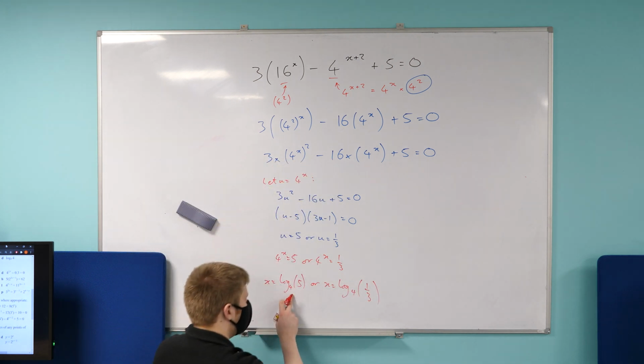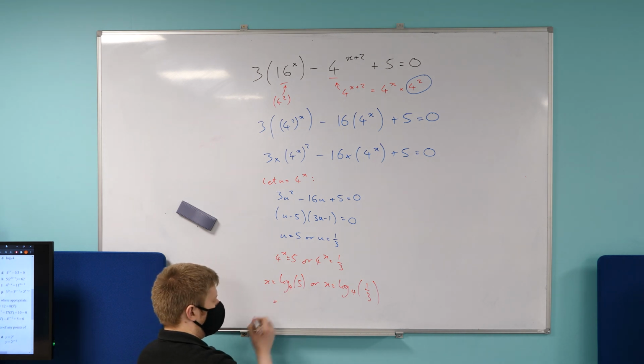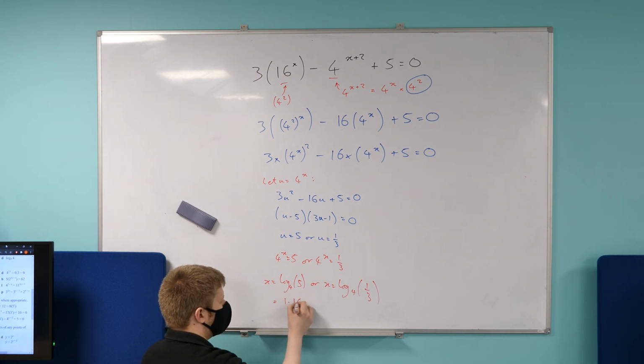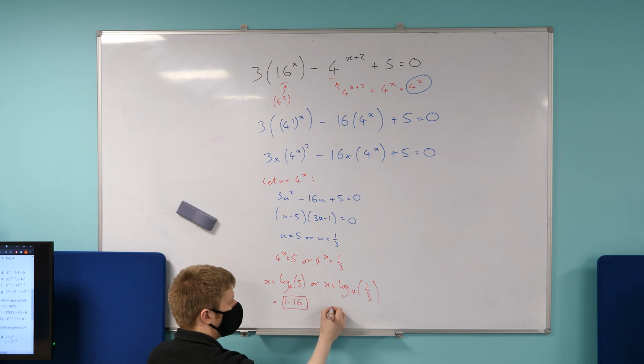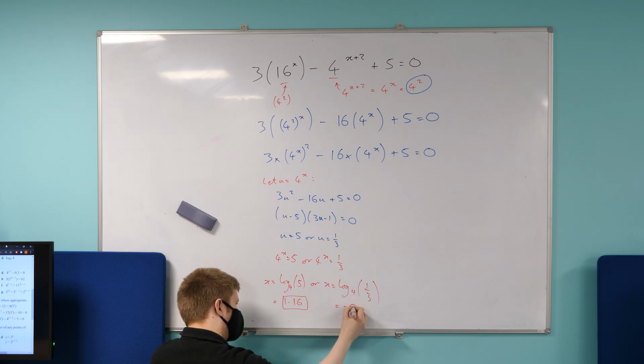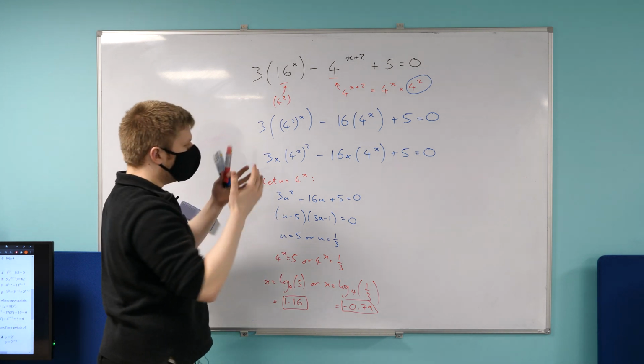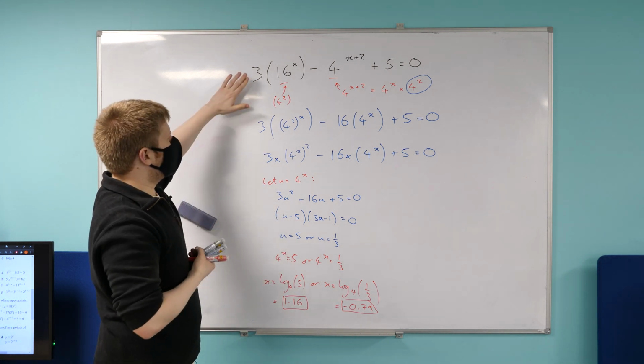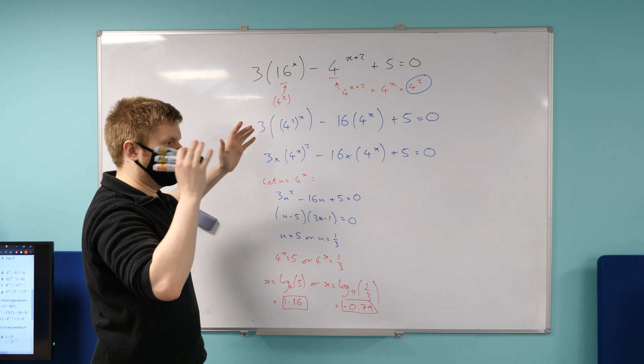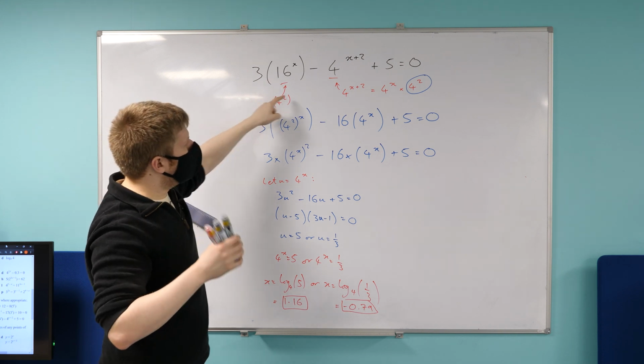Okay, so for this one, for log to the base 4 of 5, what should you get? 1.16. And for the second logarithm? Negative 0.79. Excellent, well done. Okay, so are you happy? Yes, it is different, because I give you this. You have to keep your wits about you with this one. Okay, fine, you got that one.